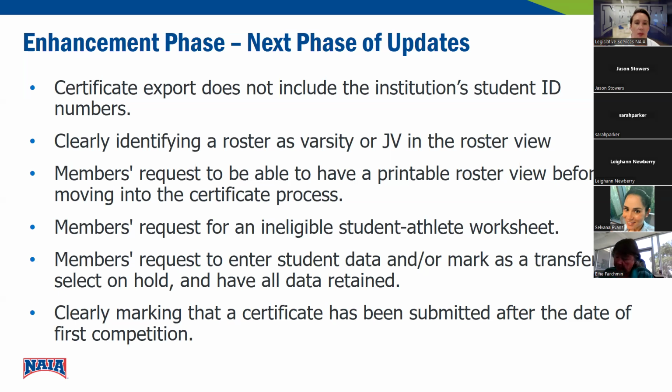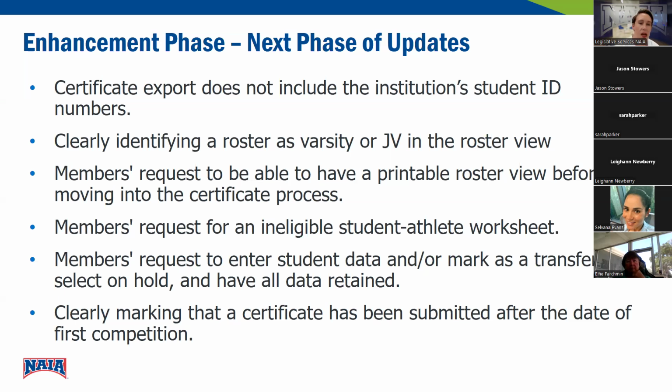The members request to be able to have a printable roster view before moving into the certificate process. So again, at this time, the only printable view you have is if you were to print the roster itself, but it does not include all needed information if that is what really the members value. So we're looking into that piece right now. The only piece we have is the export Excel sheet that you're able to export after a certificate has been created and prior to sending to all 4 signers.